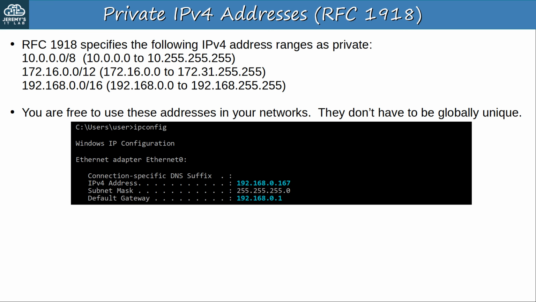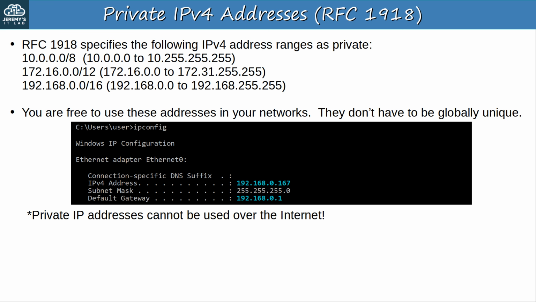Now here's an important point. Private IP addresses cannot be used over the internet. Your ISP, Internet Service Provider, will drop traffic to or from private IP addresses. You may be wondering, if the private IP addresses can't be used over the internet, how can I access the internet from my PC? That's where NAT comes in.